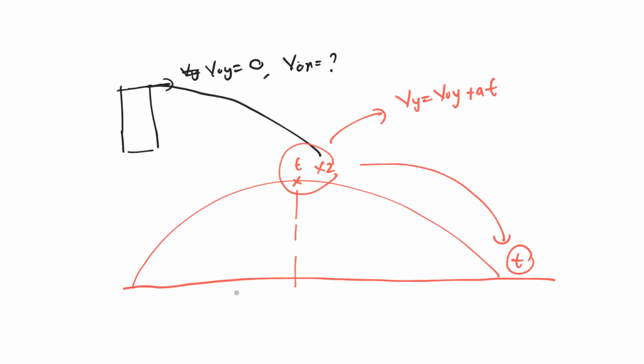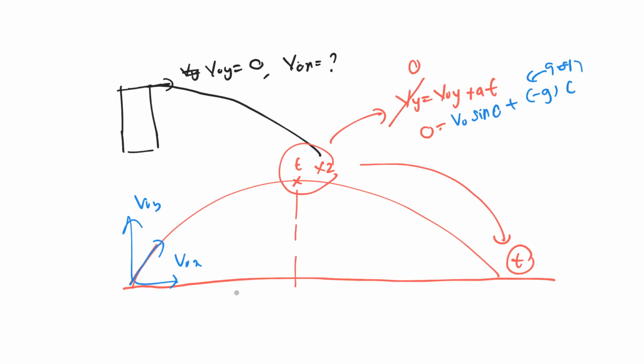So this one you use Vy equals V naught y plus at, because at the maximum point your final velocity will be 0. You need to separate this into V naught x and V naught y. So you get V naught sine theta plus negative g, which is 9.81, times t. Once you find the time here, you just multiply by 2.